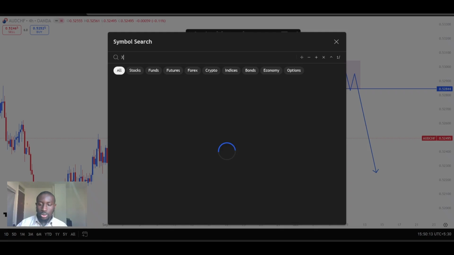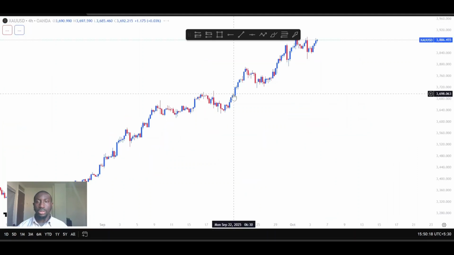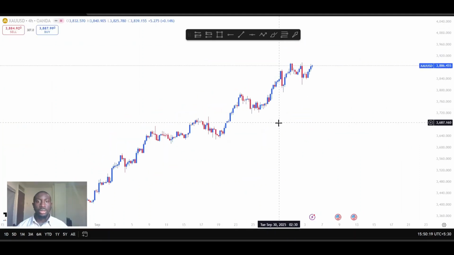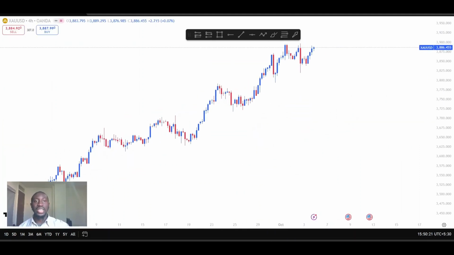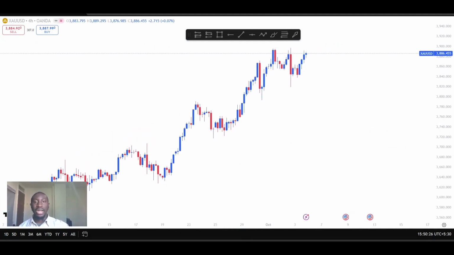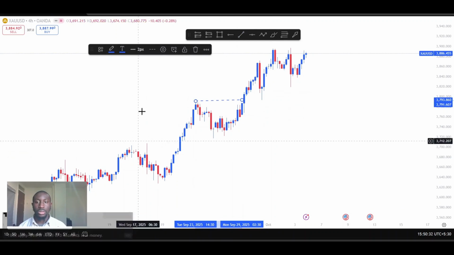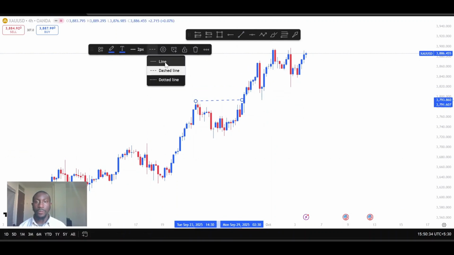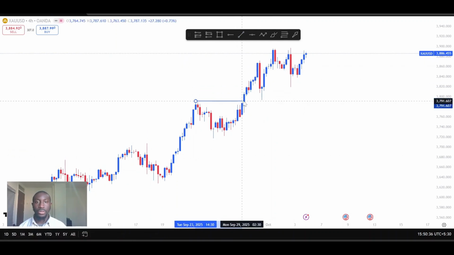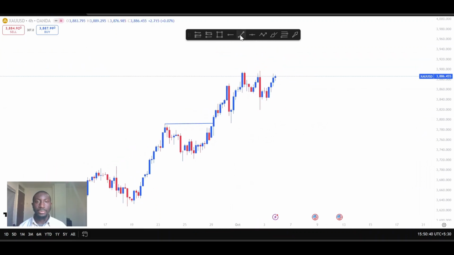Now let's check gold, XAUUSD. Now, gold is running up, gold is just running. Now we see what gold is doing. There was a break from here. There was a break. There was a break from here. Now another break again.